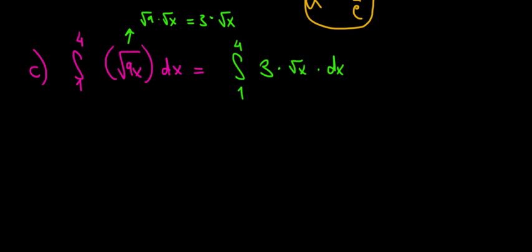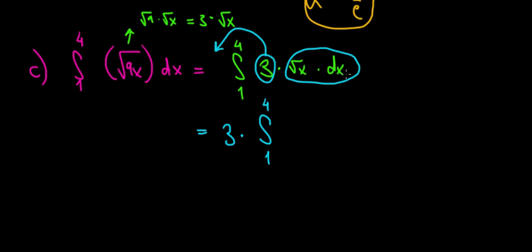Now, we just said that we're going to take the 3 out of the integral because it's a constant and we can do so. So we will have 3 multiplied with the definite integral of 1 until 4 of square root of x times dx. Now, to see what we can do with this, it's wise to write the square root of x as x to the power of 1 over 2. Why do we do so? Because we can apply the power rule of x to the power of 1 over 2 under the integral.